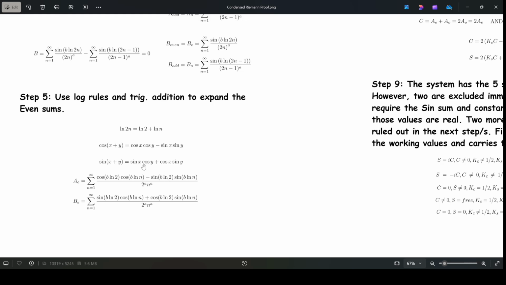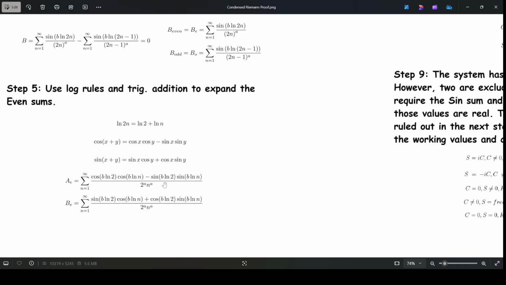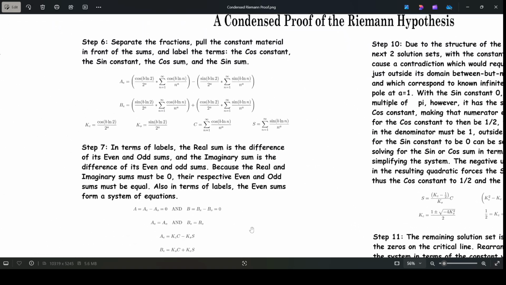And all we're doing is expanding the sum using log and trig rules. You'll also see that there's some material out in the front here that is not dependent on the index. And so we can take that material and pull it out front as a constant. And that's typical when you work with sums. So we're going to do that next up top here. Okay, so we come up here.